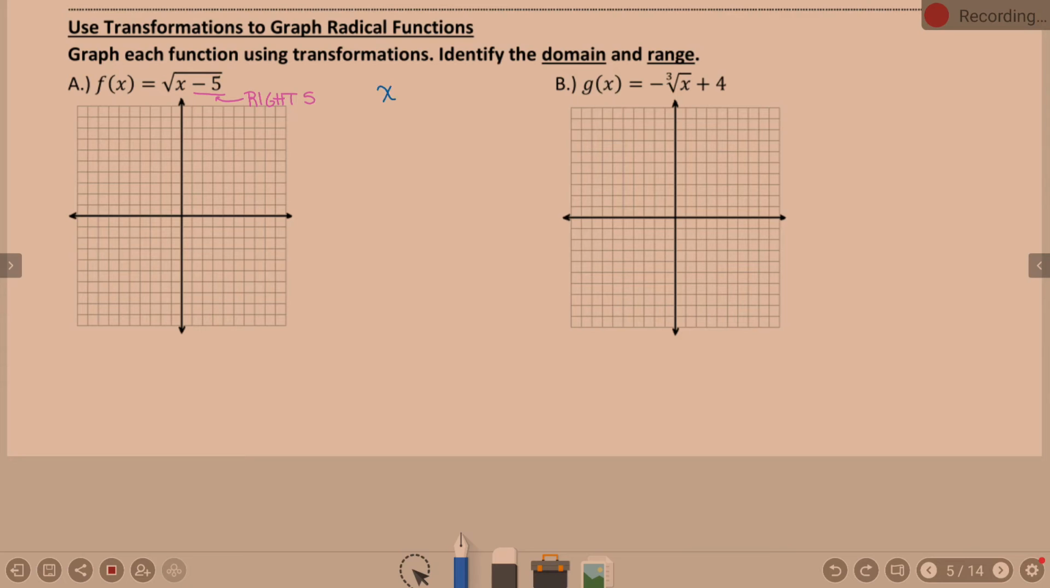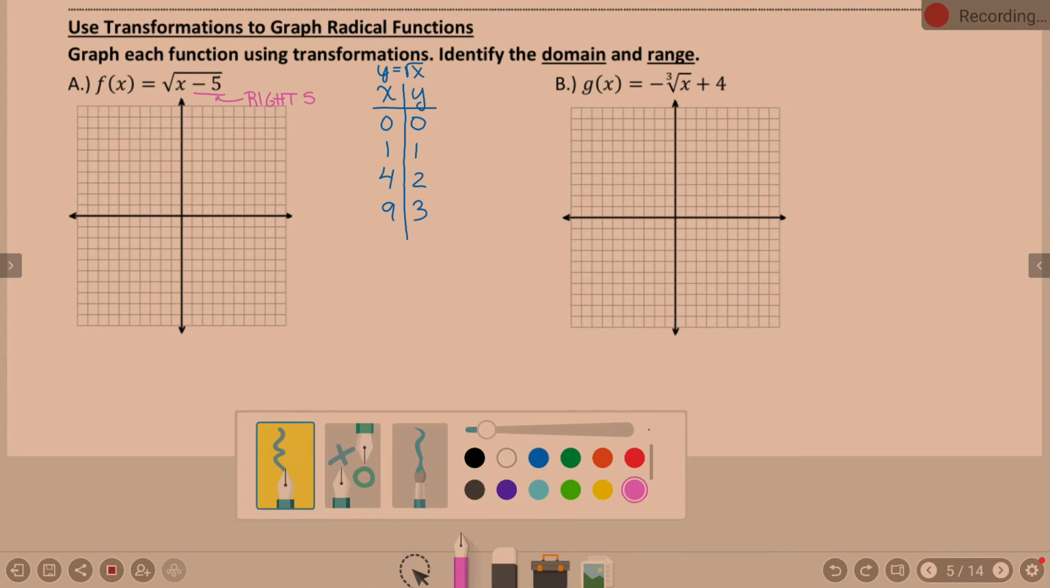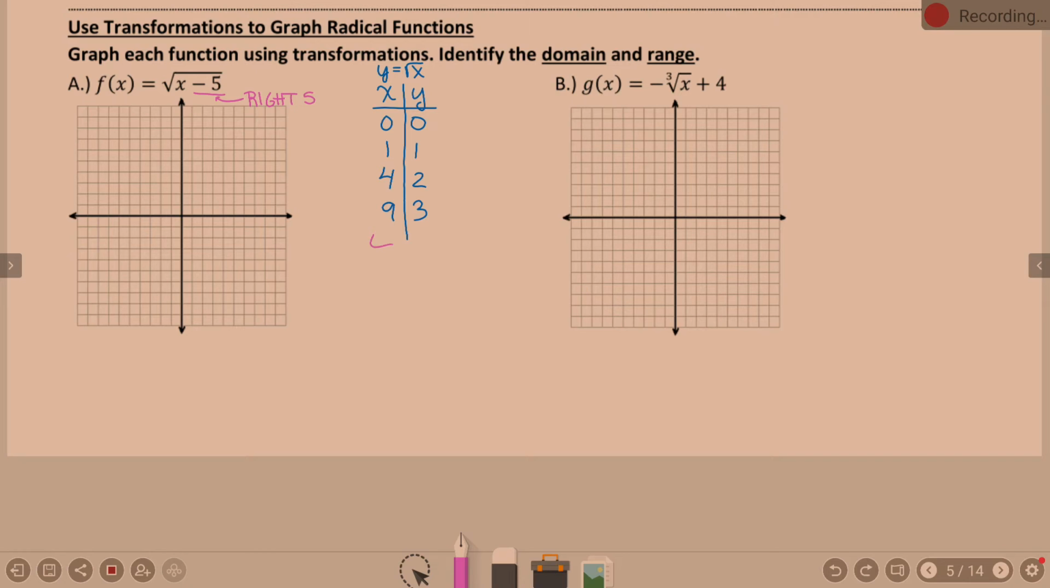What I'm going to do here, not that you don't have it right up above, is write down my square root graph. This is the square root chart. Y equals square root of x was what? 0, 0, 1, 1, 4, 2, and 9, 3. So my suggestion is that we graph those points, and we're going to take those points and move them 5 to the right. That's my suggestion.